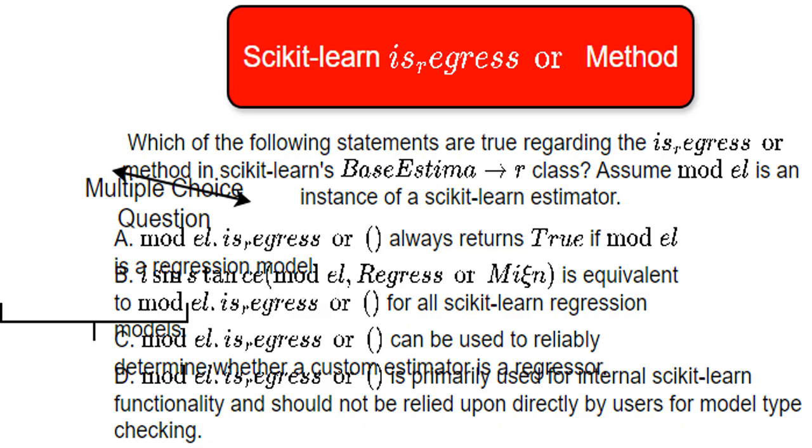This is the main question. We are checking our understanding of the _is_regressor method in scikit-learn's base estimator class, the foundation for many machine learning models. Each option tests different facets of how to interpret the results of this method.